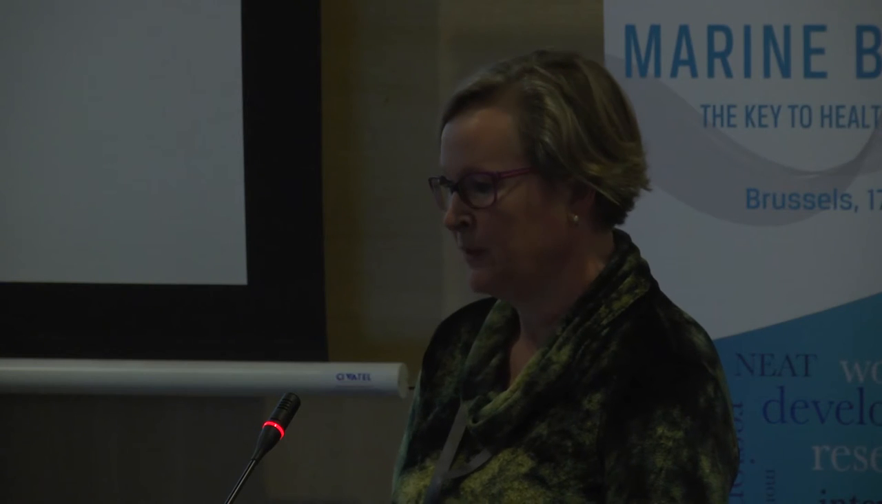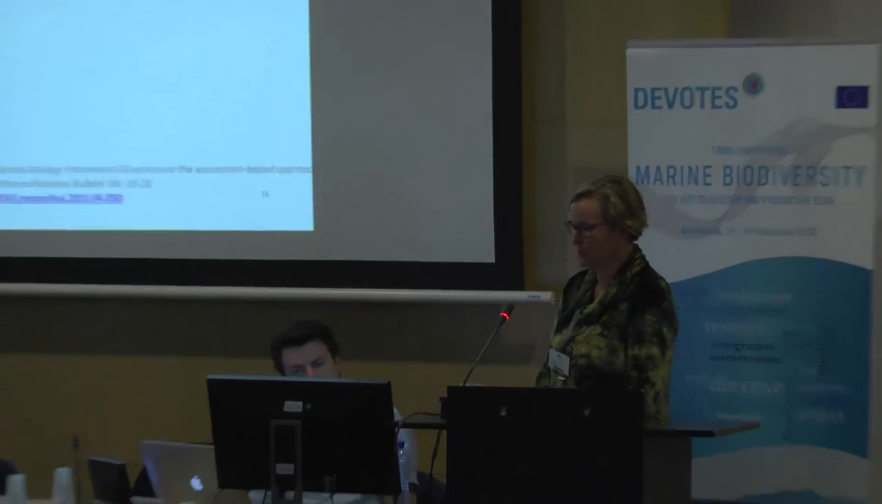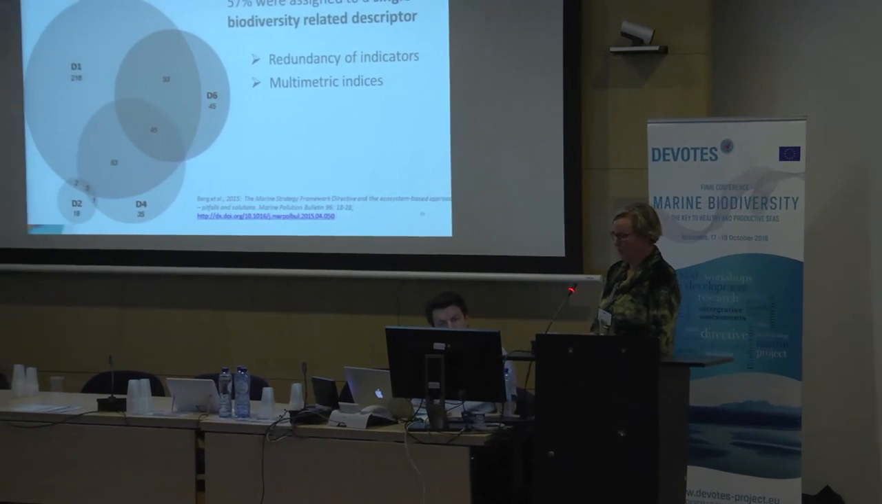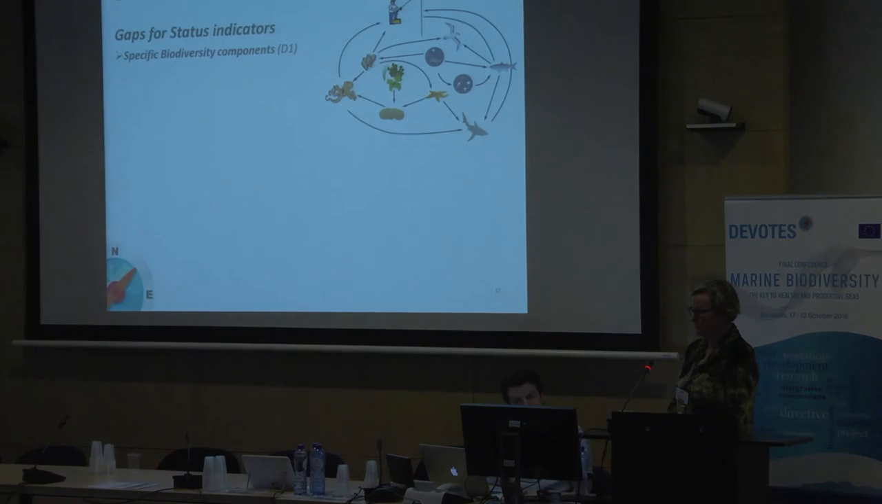However, there was a large overlap of indicators that were assigned to these descriptors. But more than half of them were actually assigned to a single biodiversity-related descriptor. So this raised the question that there is actually a redundancy of indicators where they are overlapping. Multimetric indices, of course, can have several of those.